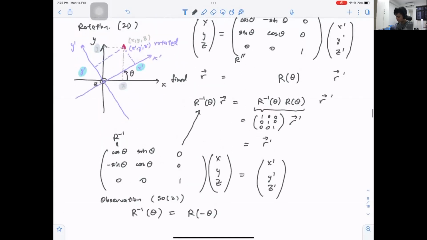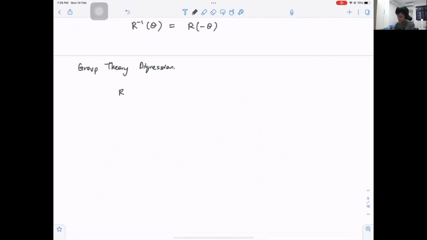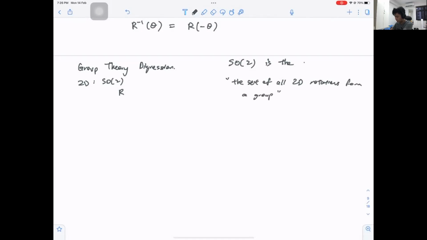So perhaps this is a good segue to talk about group theory. A group theory digression. I like to digress because there are so many interesting topics to talk about. In 2D, we denote the group SO2. So what is SO2? It's the group of all two-dimensional rotations. Perhaps you have come across the saying that the set of all 2D rotations forms a group. Or sometimes you may hear additional adjectives like Lie group, or compact group, or things like that.